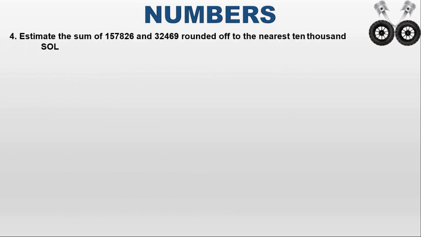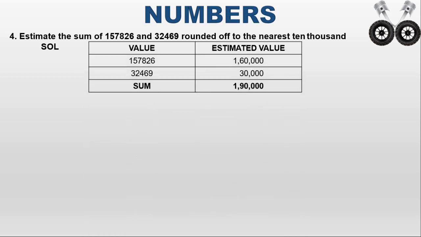Next one is: estimate the sum of 1,57,826 and 32,469 rounded up to the nearest 10,000. Okay, so the values are given here. We have to round them up to the nearest 10,000 position. After finding that, we have to find the value of the estimated sum. So first we have to find the 10,000 portions. So ones, tens, hundreds, thousands, 10,000 portion.